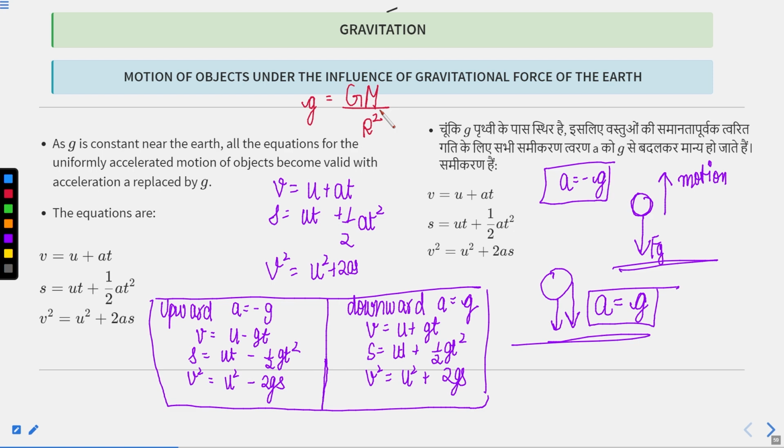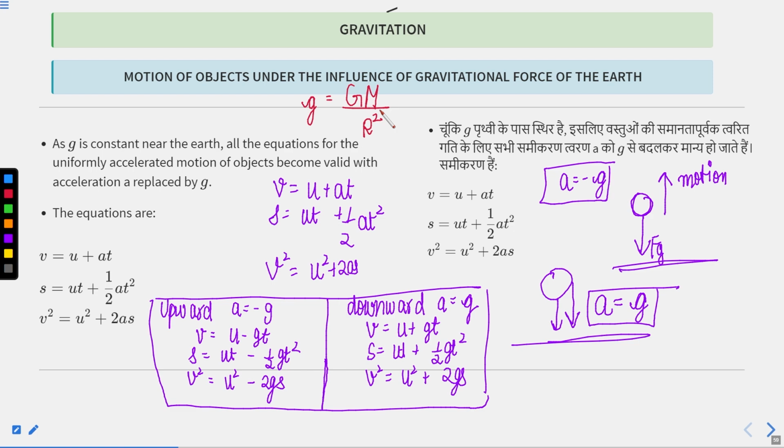It means that objects of different masses, if placed at the same height and released from the same height, will all reach the earth simultaneously, because the value of gravitational acceleration is independent of the mass of the object. Galileo, a scientist, tried to prove the same by dropping different objects from the Leaning Tower of Pisa.